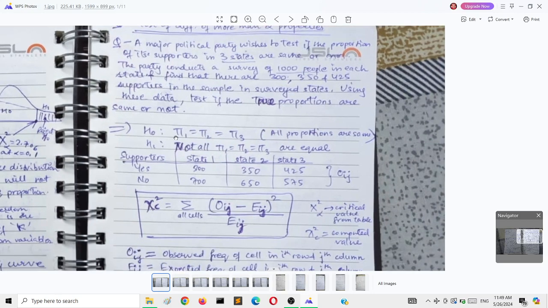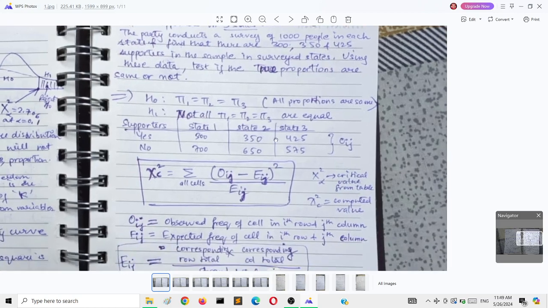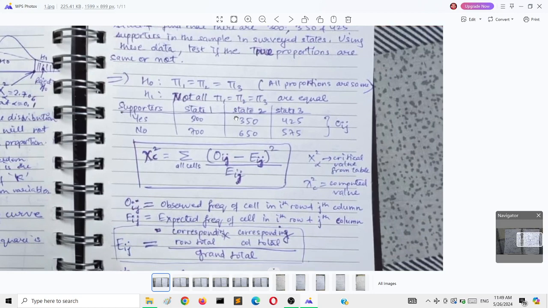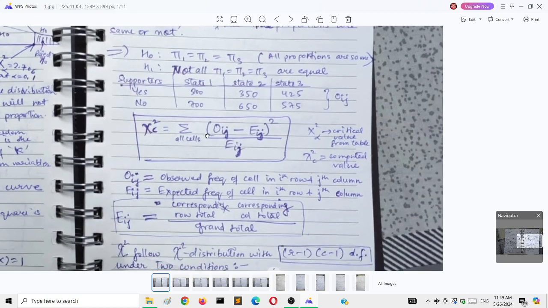So H0 says that pi1 is equal to pi2 is equal to pi3. That's actually all the proportions are same. Then H1 says that not all of pi1, pi2, pi3 are equal, means not all are same, something is actually different, right?